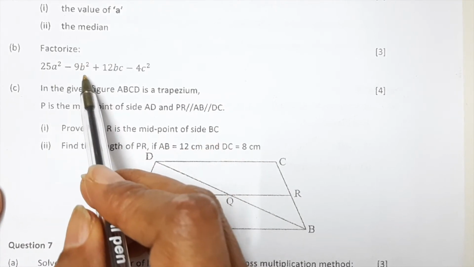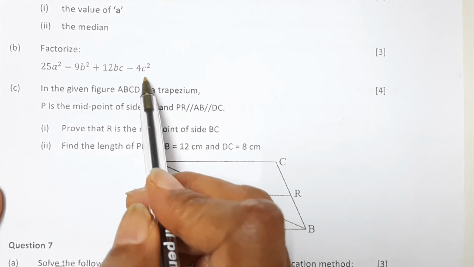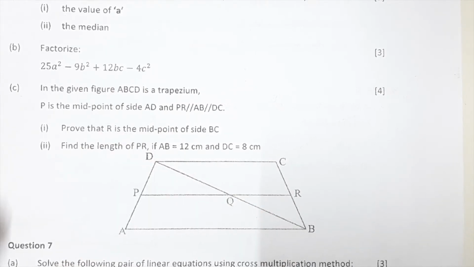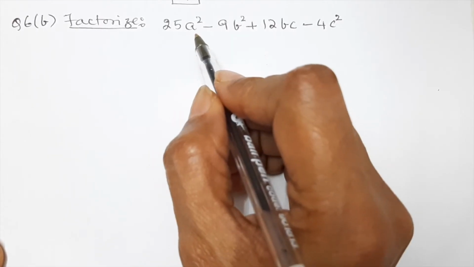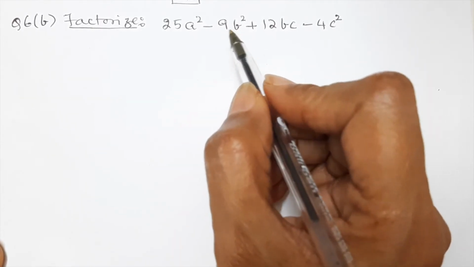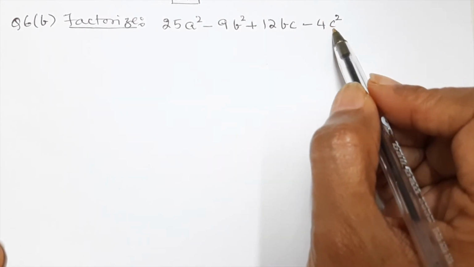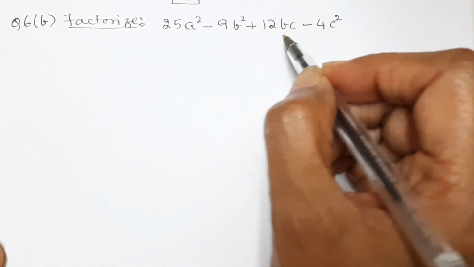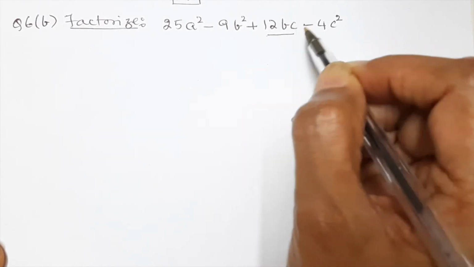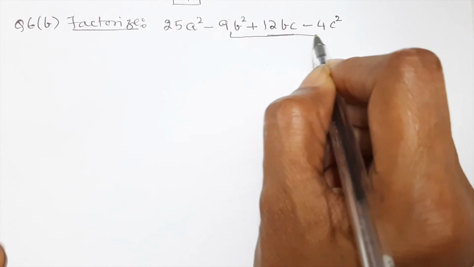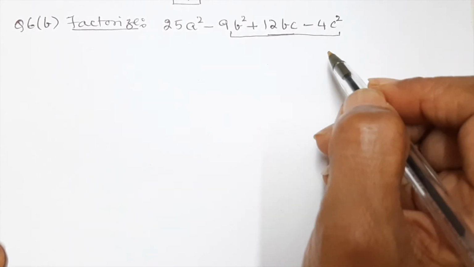6b is factorize. 25a square minus 9b square plus 12bc minus 4c square. Shall we write it down? And then we will start solving. 25a square minus 9b square. Now this is a square number, this is also a square number, and this is also a square number. But this is the clue. 12bc, which means 9b square and 4c square.